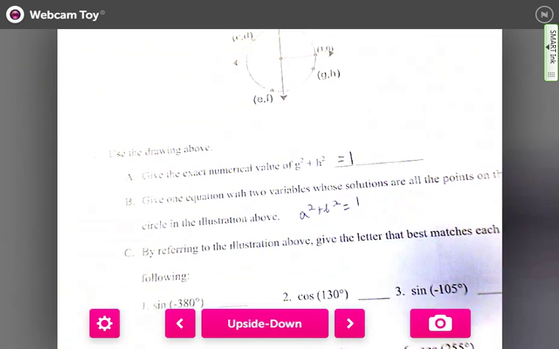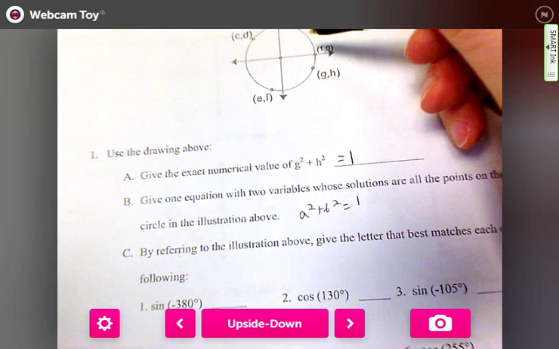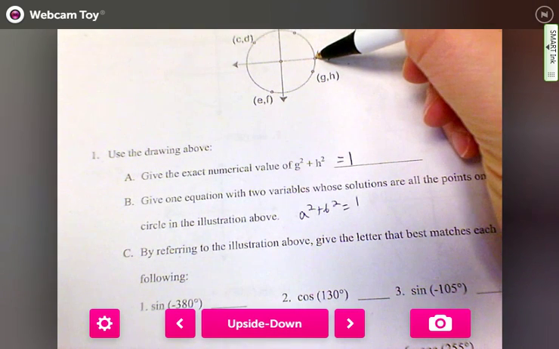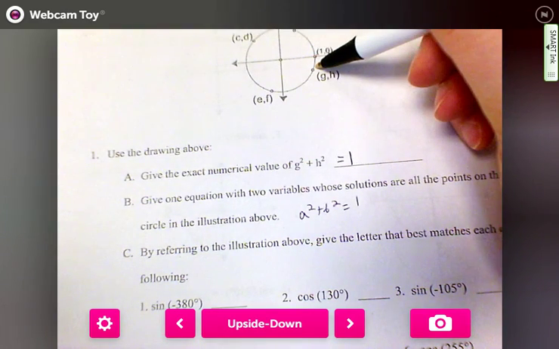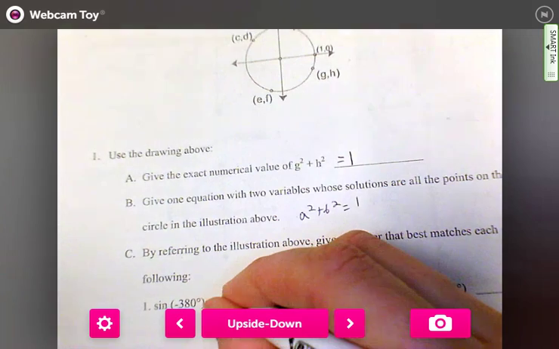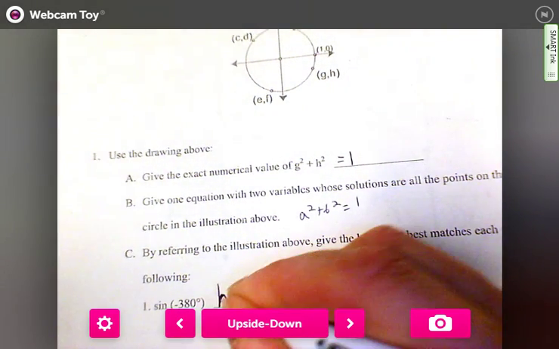Negative 380. Okay, so we know how many degrees are there in a circle, guys? 360. Okay, so if we go 380 minus 360, we get approximately 20 degrees. So we want to go negative 20, so instead of going counterclockwise, we go clockwise. We're right at G, and the sine is the Y value, so we're at H.